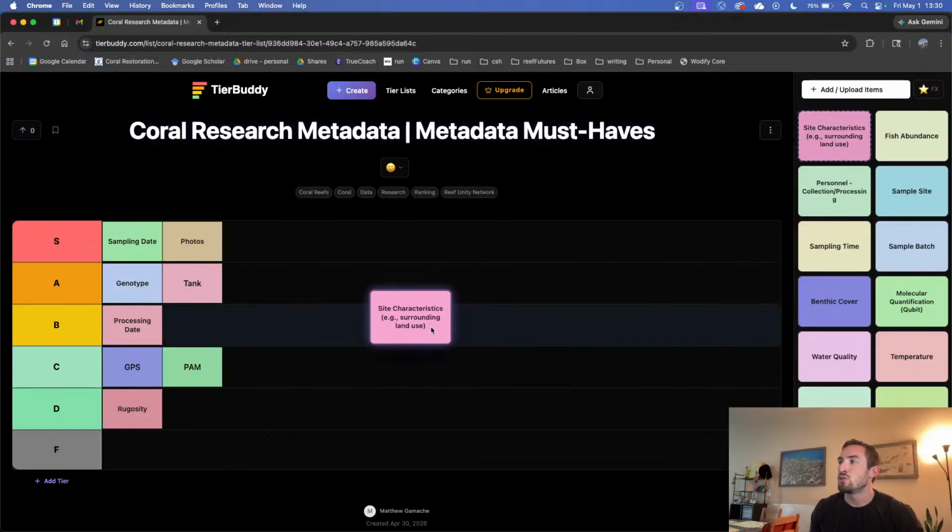All right, let's do site characteristics next. I talked a little bit about this already, that I was keeping track of site characteristics in the field. So keeping track of surrounding land use, coastal development, marine debris, fishing pressure, a lot of anthropogenic sources, but there might also be other things like eutrophication, which could be anthropogenic, but also can be naturally occurring as well.